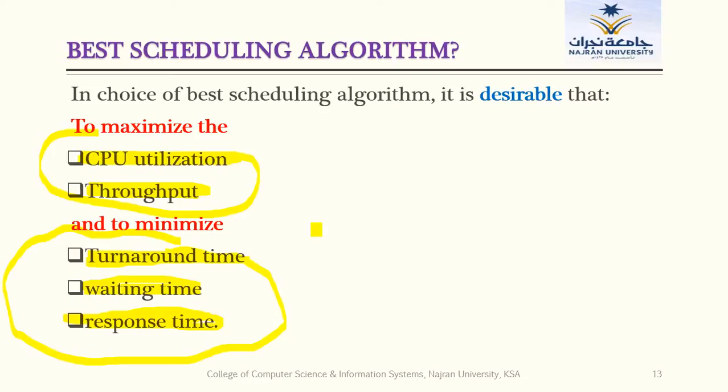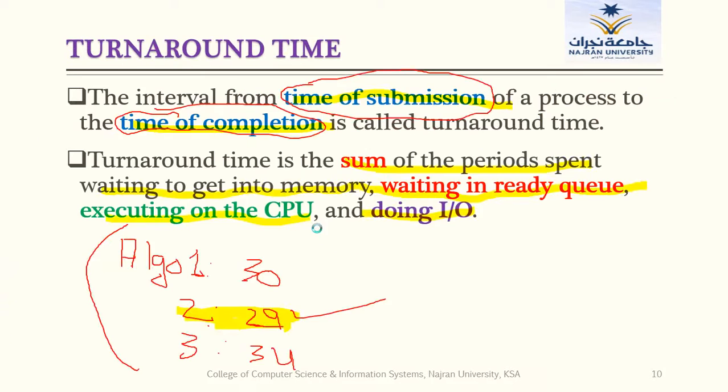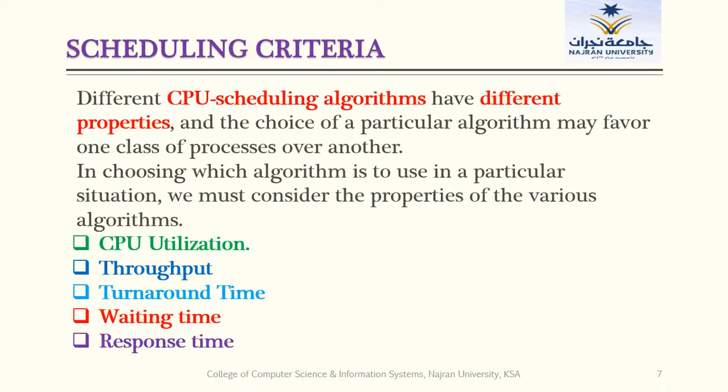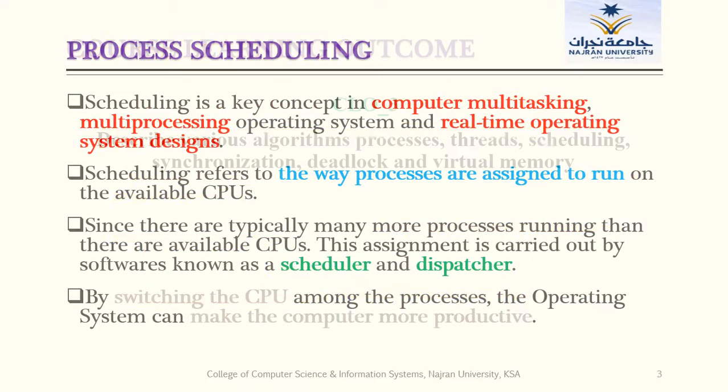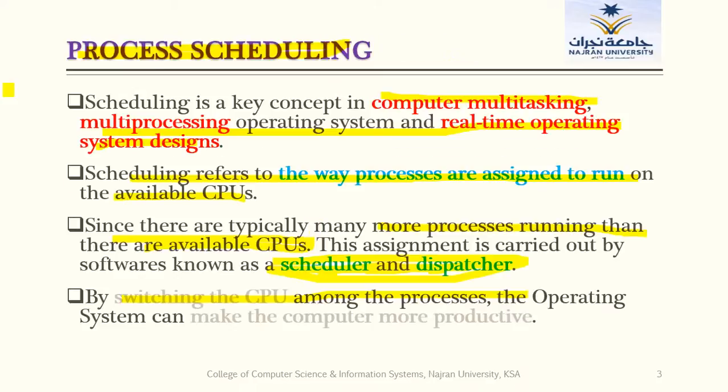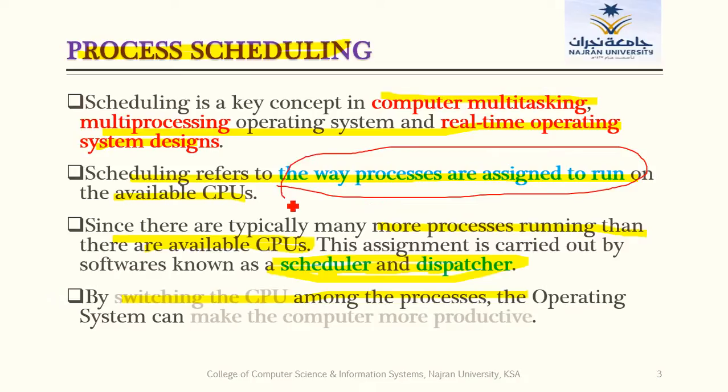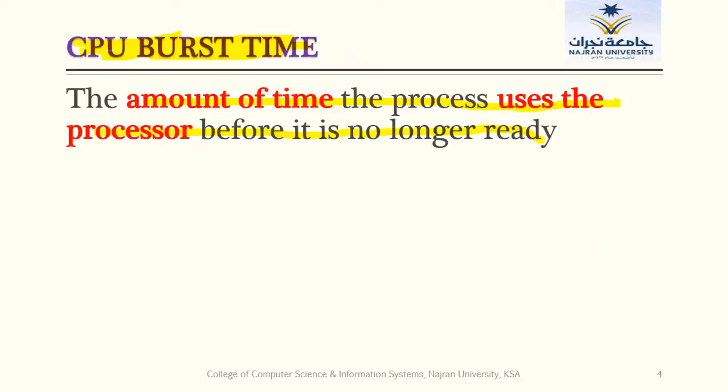So we will take a quick overview of what we discussed today. We started our discussion from process scheduling. What is process scheduling? This is a way the processes are assigned to run, how we can assign our processes to run for execution. Making a schedule is very important.